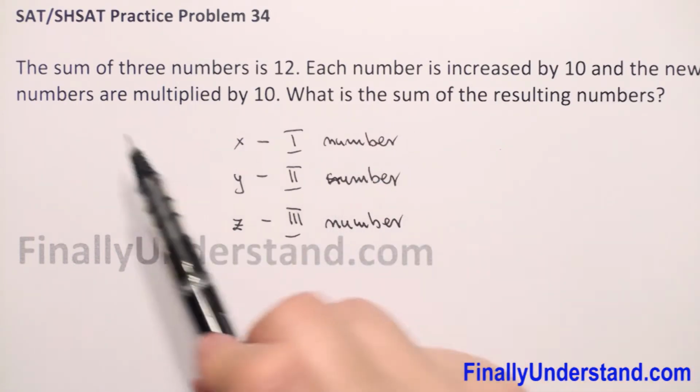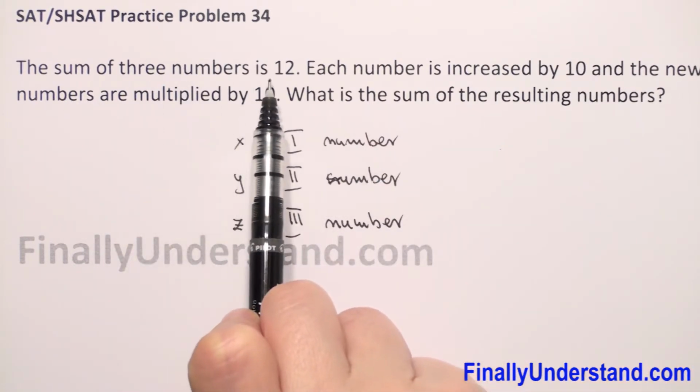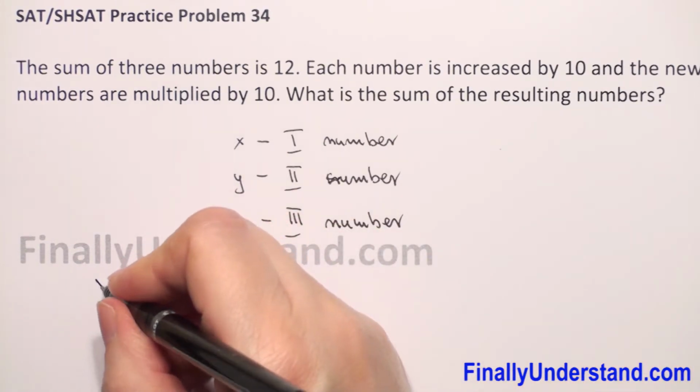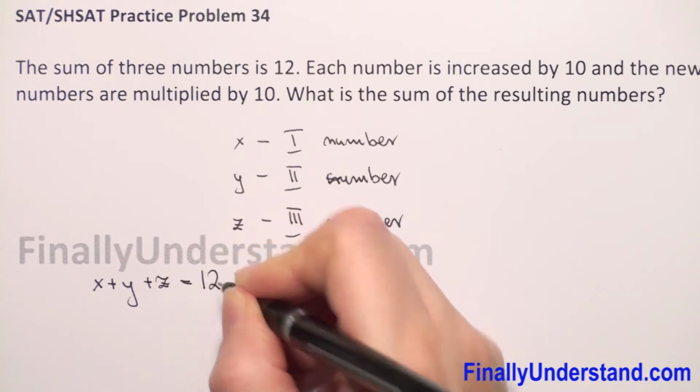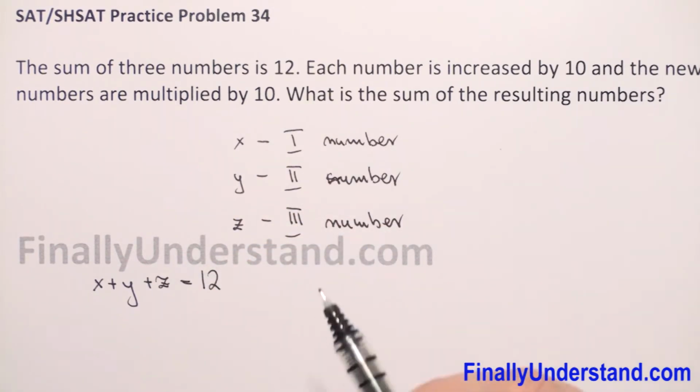What next do we have? The sum of three numbers is 12. Sum. So we have x plus y plus z is equal to 12. We have the first equation. What else?